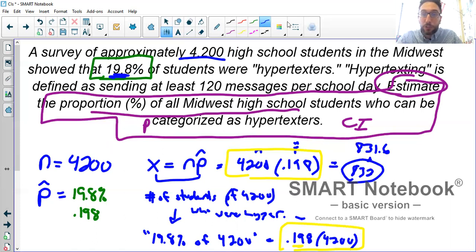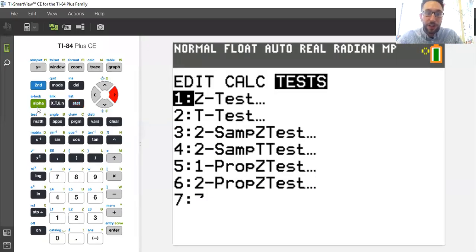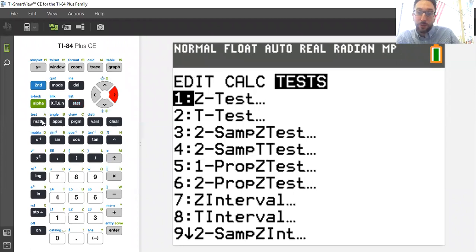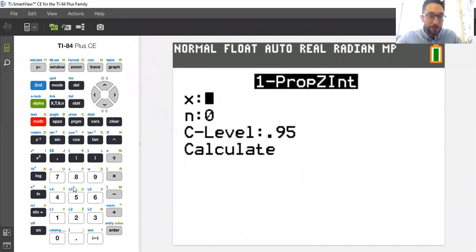If I want to actually create the confidence interval now to see how we use our calculator, I just go to my graphing calculator, I go stat, over to tests. That's where all these intervals and tests are. I'm going to hit alpha A because I know it's letter A. So now 831.6, nope, can't do that. It'll say error. Here, I'll show you just in case you don't believe me. n is 4,200.